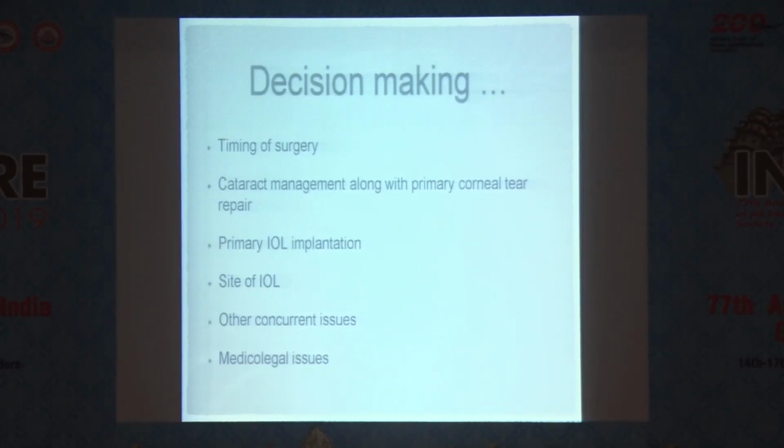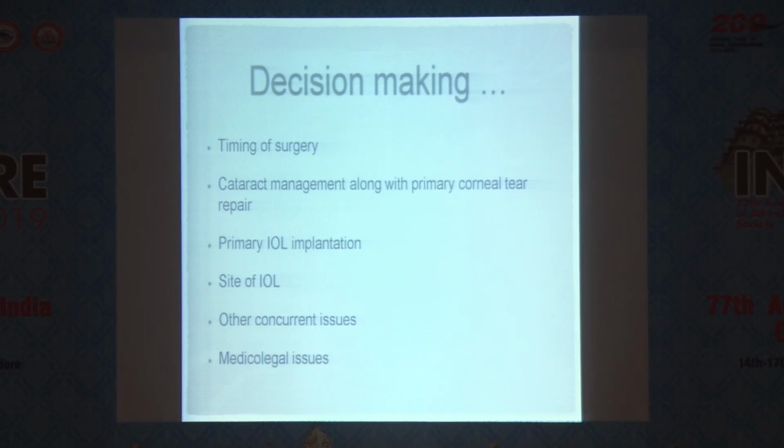So there are a lot of conditions where you need to make a lot of decisions. One would be regarding the timing of surgery. Do you do this cataract at the same time as when the patient presents with the initial trauma, or do you wait? And cataract management along with the primary corneal tear repair, if there is a very big tear and if there is a rupture in the anterior capsule and prolapse of intraocular contents, then we need to take it up immediately. Otherwise, if the capsule is intact, we can take it up later also.